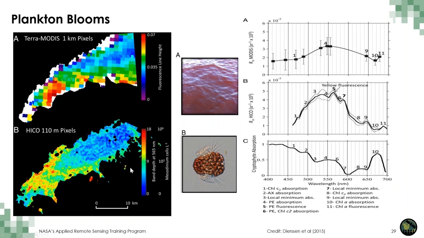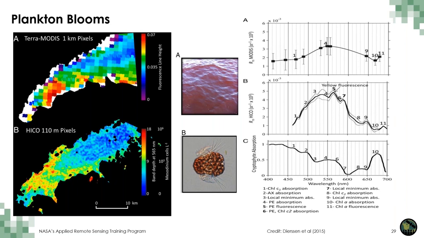And here on the left-hand side, a MODIS image from 2012 shows an elevated chlorophyll A fluorescence patch. But due to the limited availability of visible bands of MODIS, the type of bloom cannot be distinguished. Here we can compare it to an image of HICO on the same day that shows the typical yellow fluorescence of phycoerythrin, which is the main pigment in this particular case.